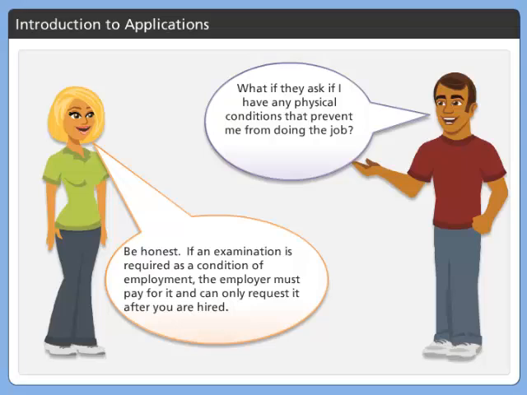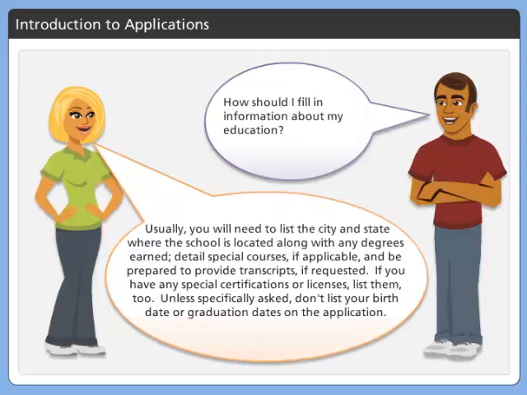What if they ask if I have any physical conditions that prevent me from doing the job? Be honest. If an examination is required as a condition of employment, the employer must pay for it and can only request it after you are hired. How should I fill in information about my education? Usually, you will need to list the city and state where the school is located, along with any degrees earned. Detail special courses if applicable, and be prepared to provide transcripts if requested. If you have any special certifications or licenses, list them too. Unless specifically asked, don't list your birth date or graduation dates on the application.